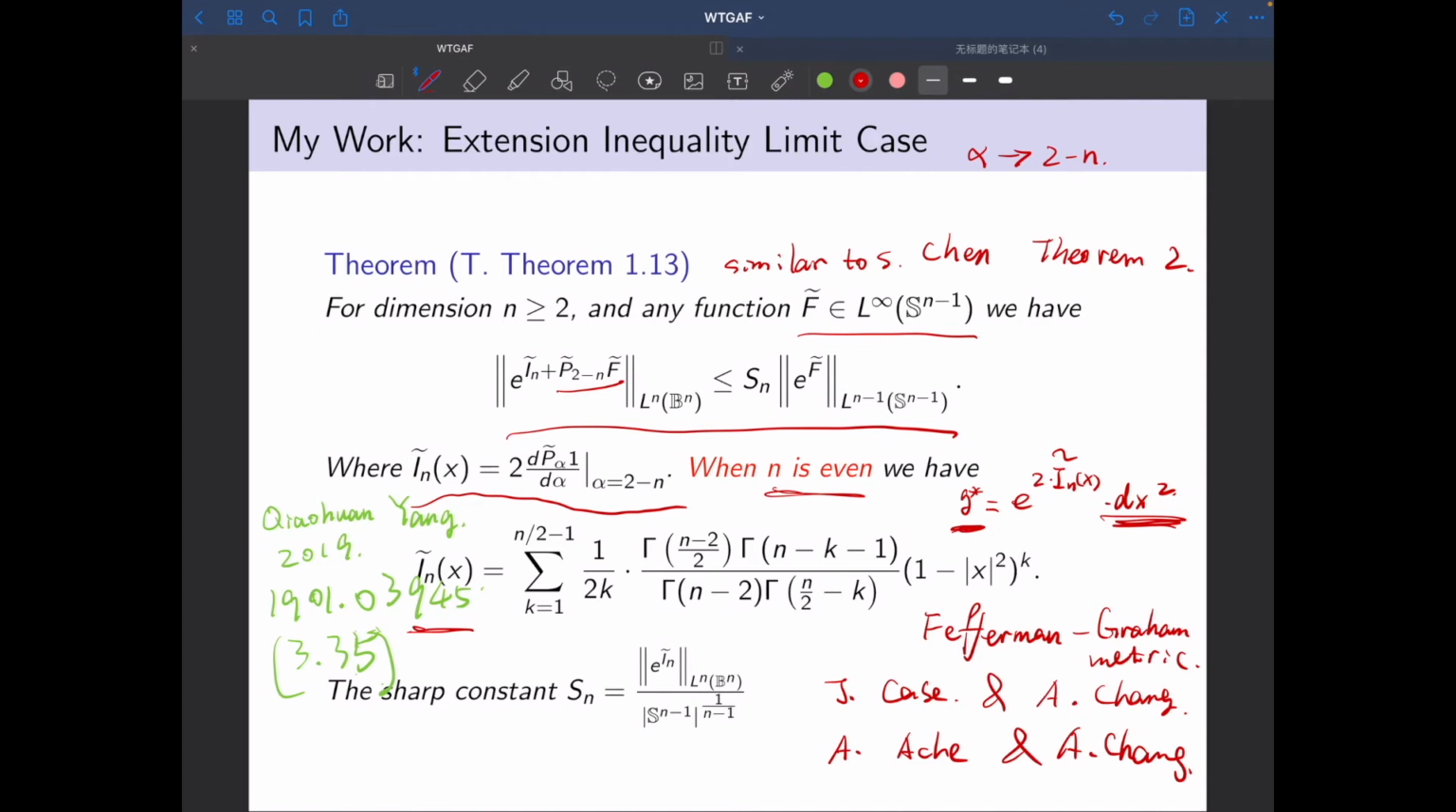So now, if you think of e to the I_n tilde as the conformal factor of this conformal metric, then you can actually think of this part as the norm of just the exponential of the p to the 2 minus n tilde f tilde, but measured using the Fefferman-Graham metric. And also you can interpret the sharp constant as the isoperimetric ratio of the Fefferman-Graham metric.